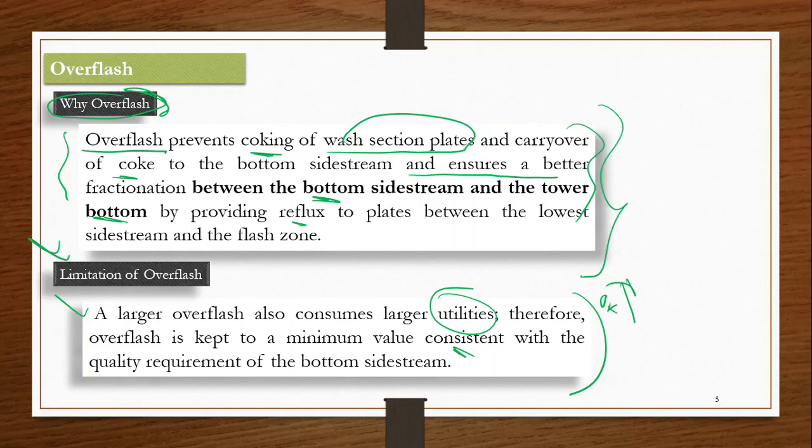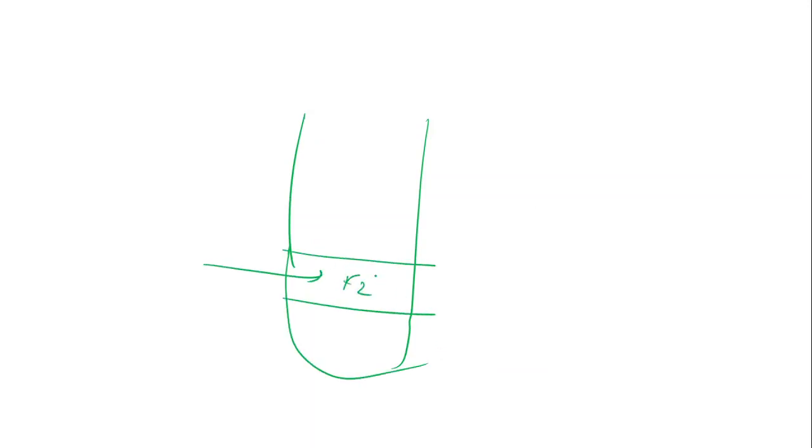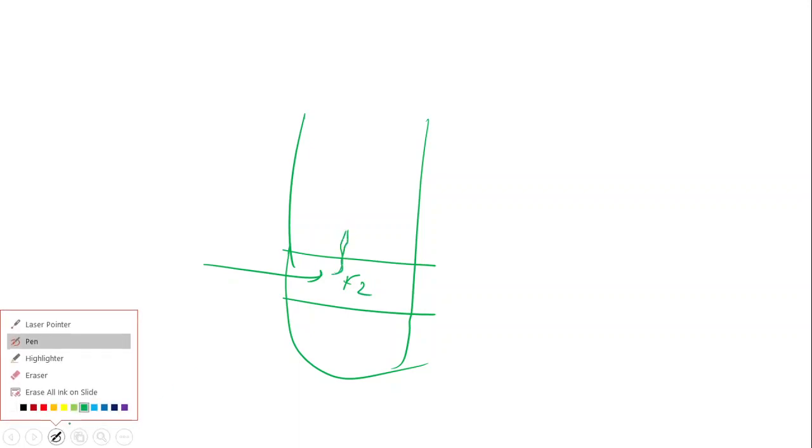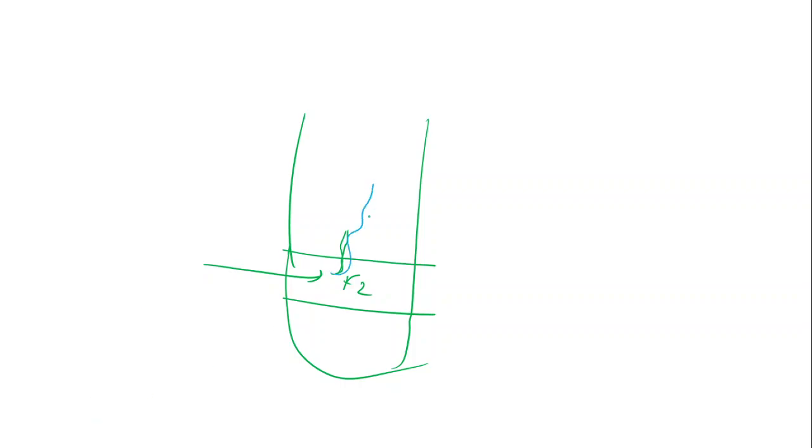And I'm explaining this concept again. What is happening here because of the overflash? This is the column, say for example, the bottom of the column, and this is the flash zone section. The vapors will go upward in the section. So these are the vapors going upward. Obviously there are different trays. These are the different trays.